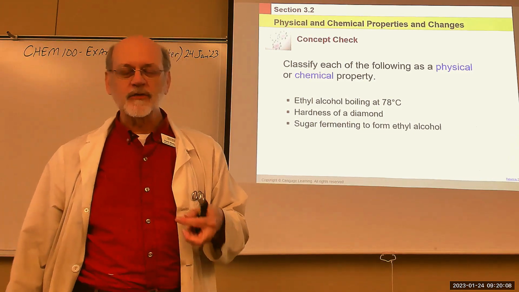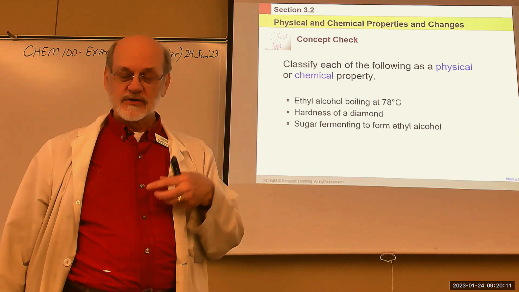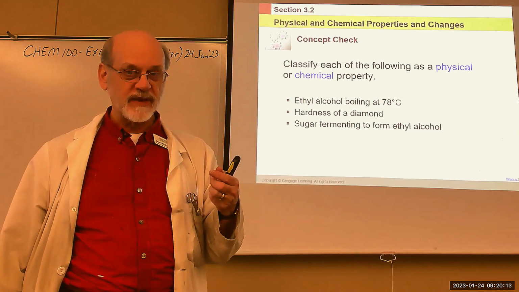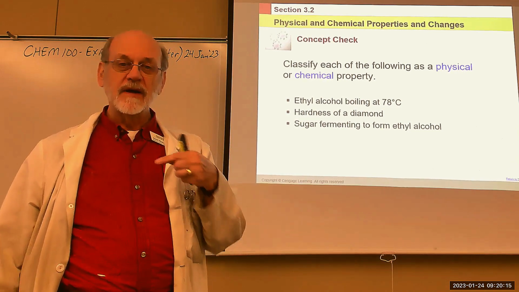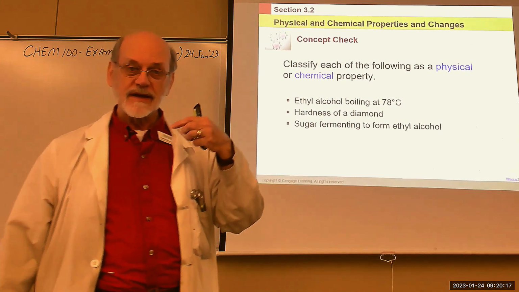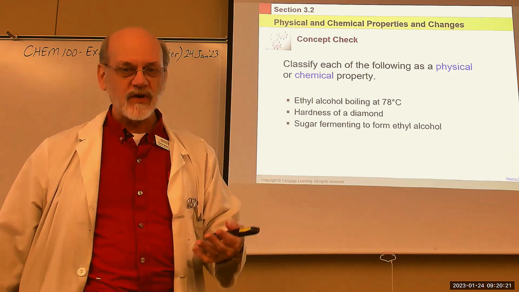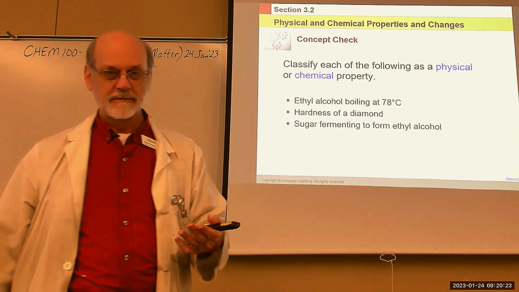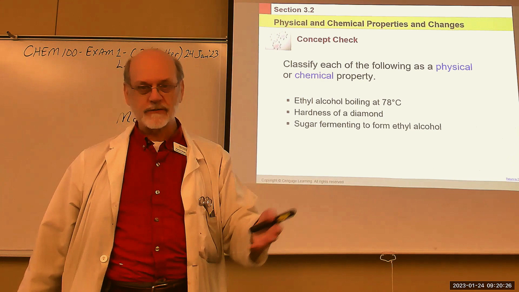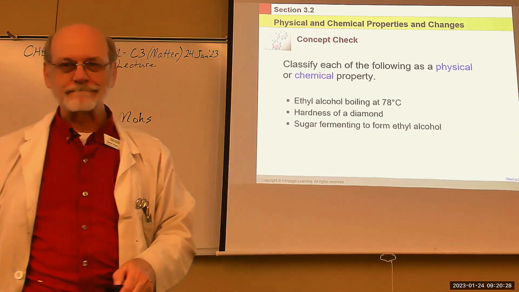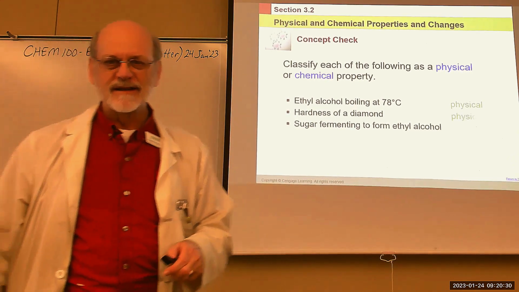Sugar ferments to form ethyl alcohol. Sugar has the potential to ferment, and when it does, it changes its identity. So we've identified a chemical property of sugar. It can change into something else, into a different substance.